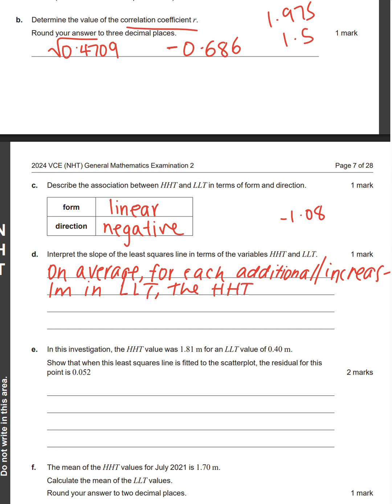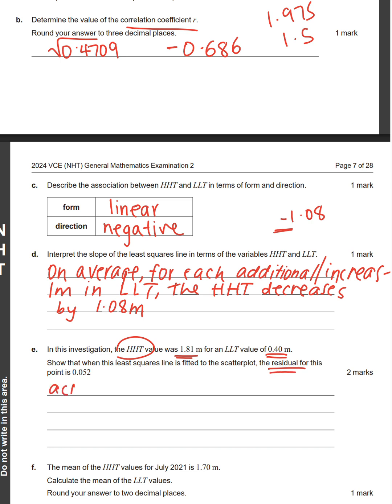HHT, now it decreases because that's a negative, decreases by, and my slope is 1.08 meters. In this investigation, the HHT value is 1.88 and LLT is 0.4. So we're going to show the residual.